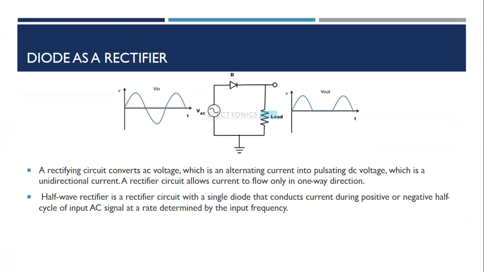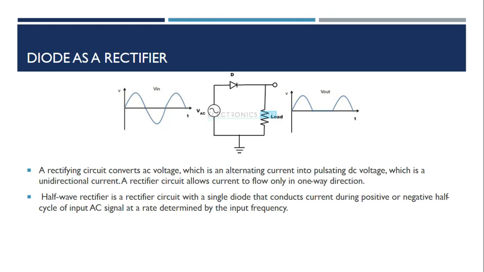Firstly, the diode as a rectifier. A rectifying circuit converts an AC voltage, which is an alternating current, into a pulsating DC voltage, which is a unidirectional current. A rectifier circuit also allows current to flow in only one direction. A half-wave rectifier is a rectifier circuit with a single diode that conducts current during the positive or negative half cycle of the input AC signal at a rate determined by the input frequency.